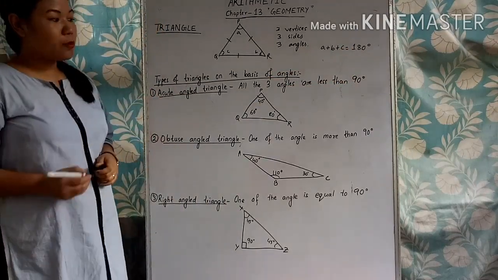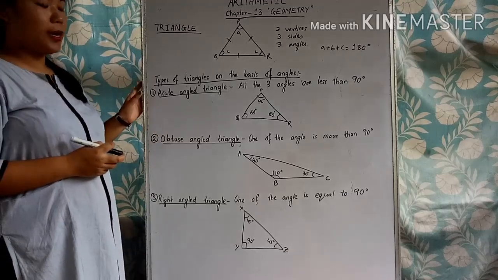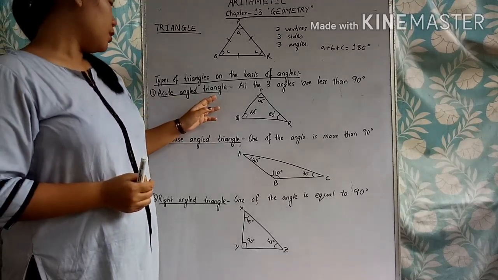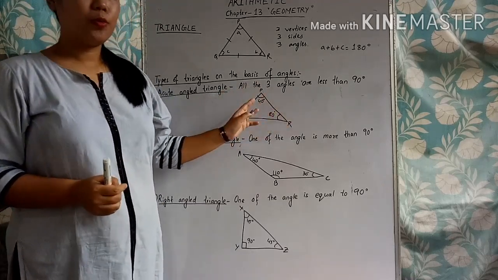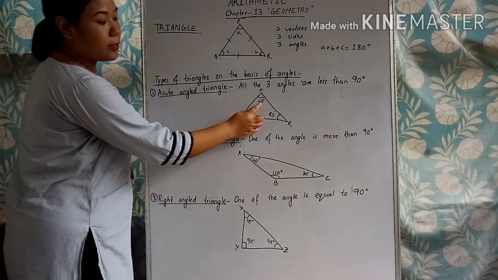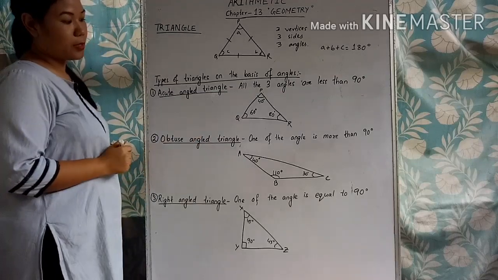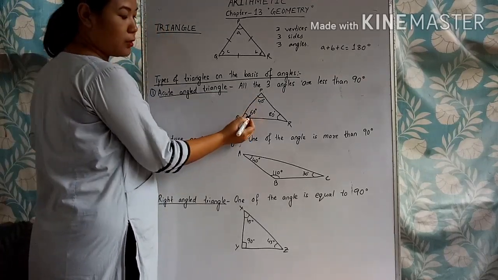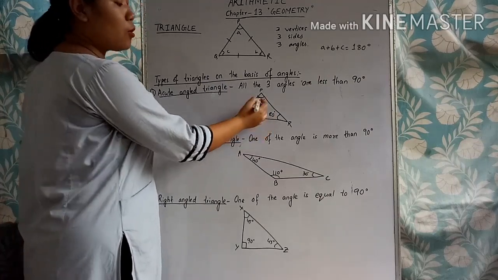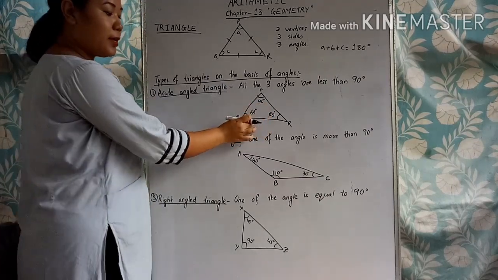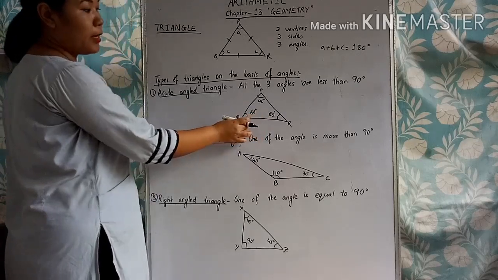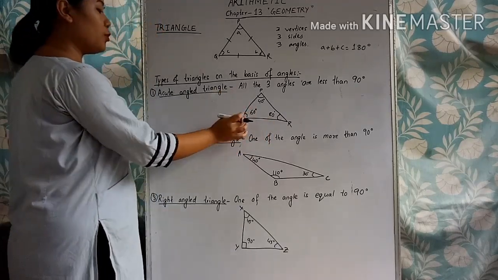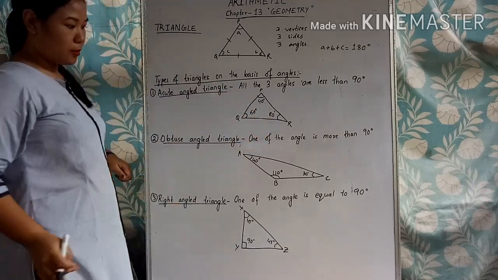Next, types of triangles on the basis of angles. Number 1 is the acute angle triangle. Now, the triangle where all the angles are lesser than 90 degrees. You can see here I have drawn a triangle. Now here all the angles, this is 40, this is 60, this is 80. So all the angles are less than 90 degrees. That's why this type of triangle is known as an acute angled triangle.